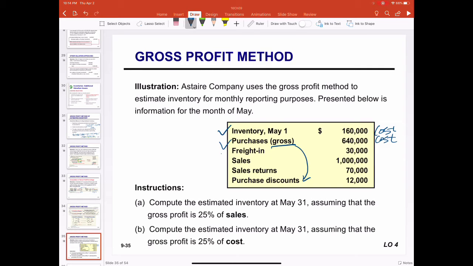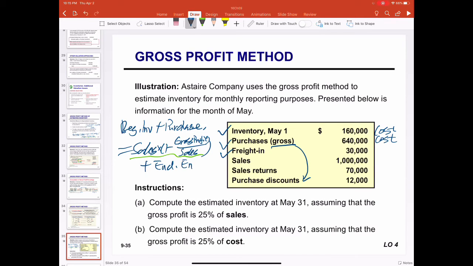The freight in are part of the purchase, but we reported them separately. So that's actually the left side of the equation: beginning balance of inventory plus purchase. It equals to what? We actually use sales multiply 1 minus gross profit divided by sales. This part I circled is estimate cost of goods sold, then plus ending balance of inventory.